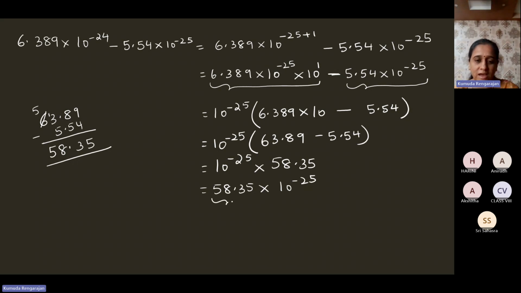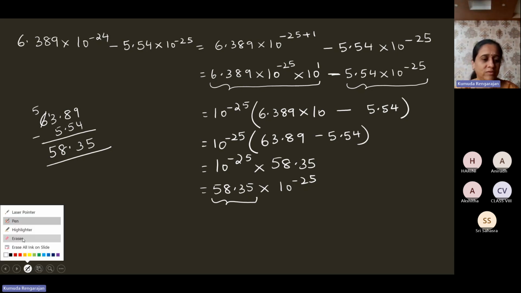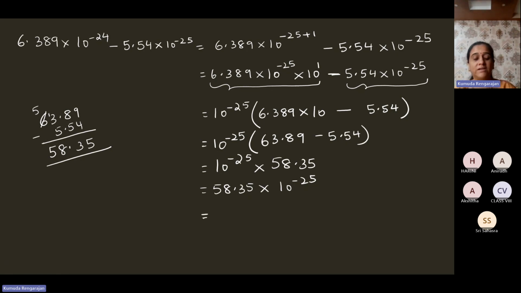No. This first number is not between 1 and 10. It's more than 10. So what you have to do is, don't disturb the second number. The first number is not between 1 and 10, so how do you write the first number in the standard form? It'll be 5.835 into 10 to the power 1. Write this one as it is, 10 to the power minus 25.